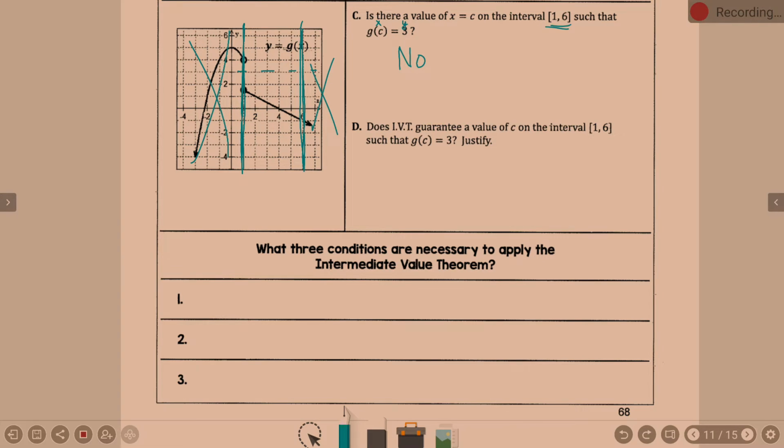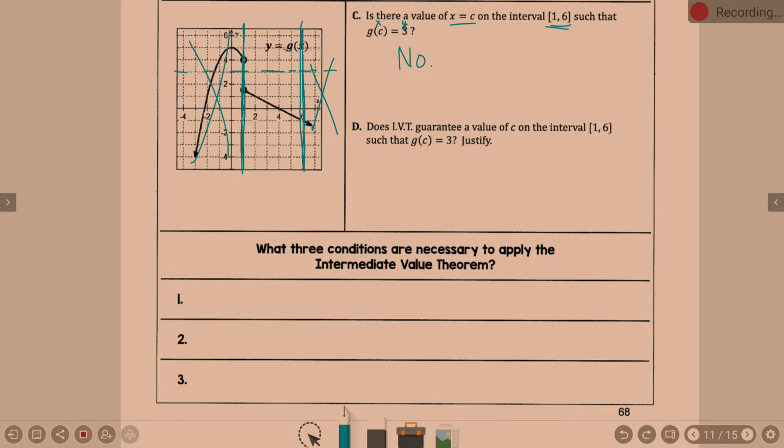And then remember when it says, is there a value x equals c such that g of c equals 3? Such that at the x there is a y value of 3. But where's a y value of 3? Not on the interval from 1 to 6. So G of C is a y value. C is the x value, and what g of c equals is a y value. I was looking at the x value.